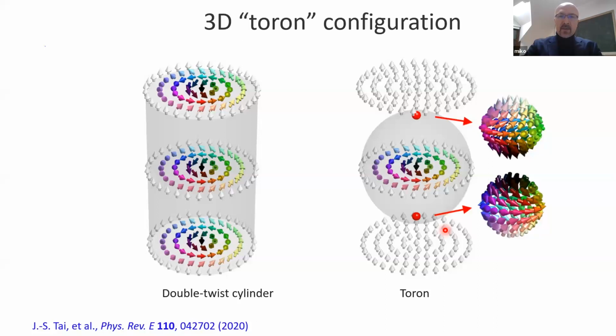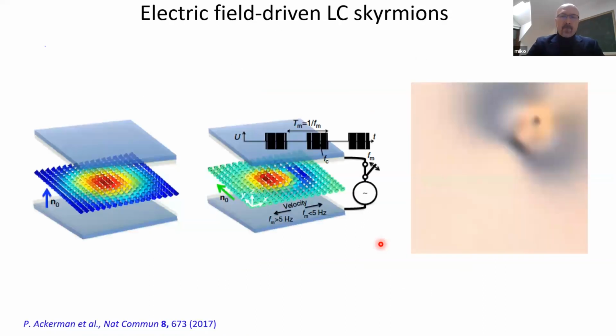It's a three-dimensional structure. In these torons, their size is typically given by the cholesteric pitch, which is of the order of the thickness of the experimental cell. So why do we care? What is interesting about this system? There is a way to bring this into a controlled translational motion.